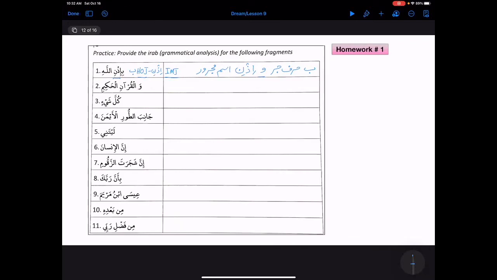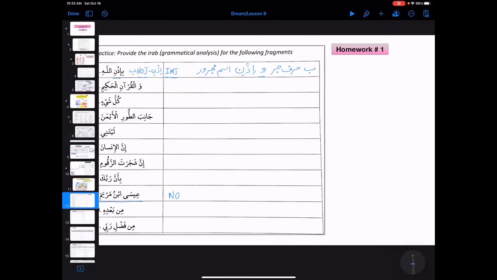And number 9, let's do number 9. Isa ibnu Maryama. So what do you think about that? It's a big no, right? Because there is no harfu jar, no harfu nasab. This is something else. So this is a big no over here. And the rest, I think you guys would be good to do it.